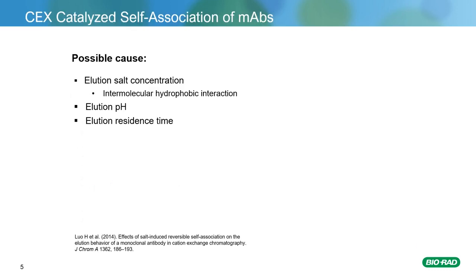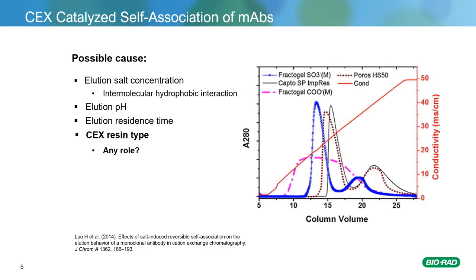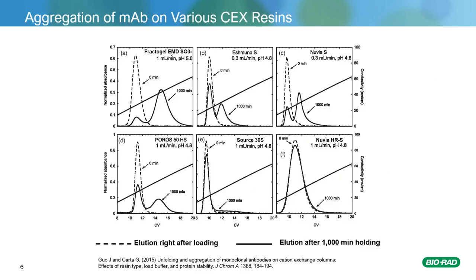As they began to look at some of the possible causes, including elution salt concentration, elution pH, and elution residence time, they began to ask, could the cation exchange resin type itself play a role in this self-association? So here you see 4 chromatograms of 4 different resins, and 3 of the 4 are showing a complete second peak, and the Fractogel is showing a significant tail, which leads to the suggestion that the cation exchangers themselves could be assisting with this self-association.